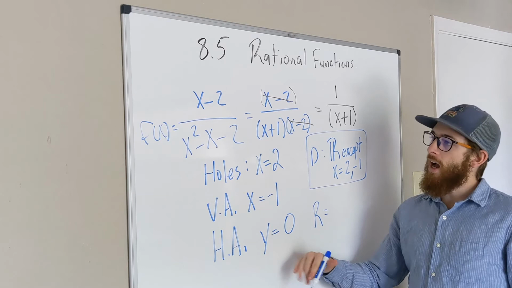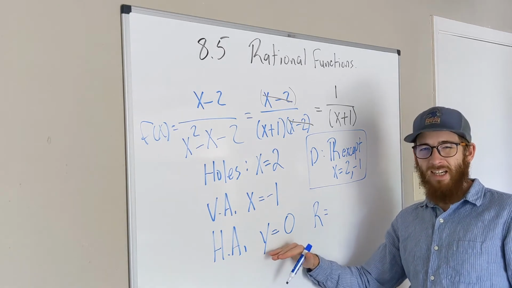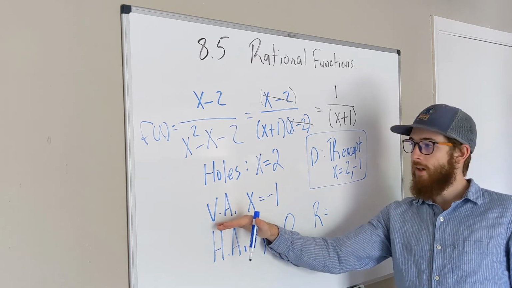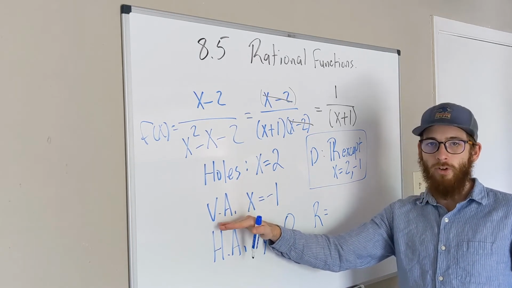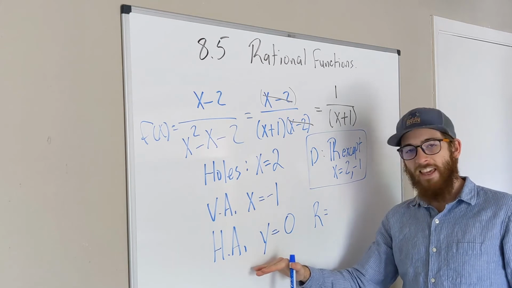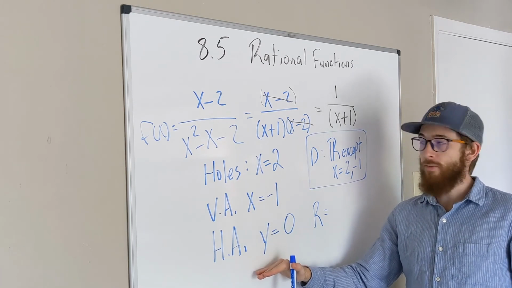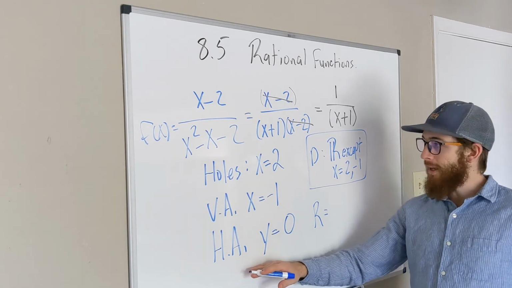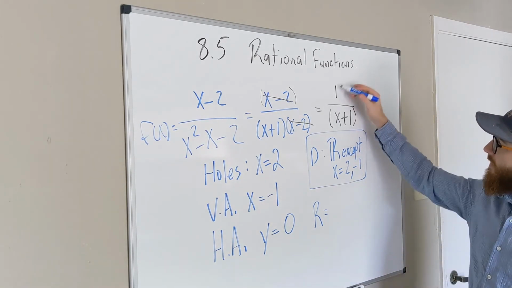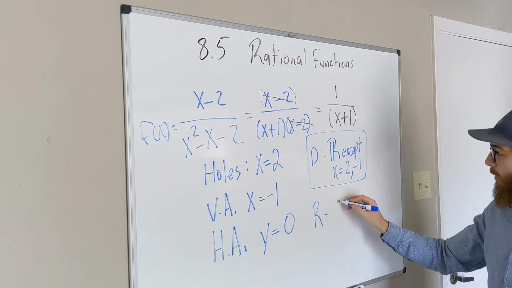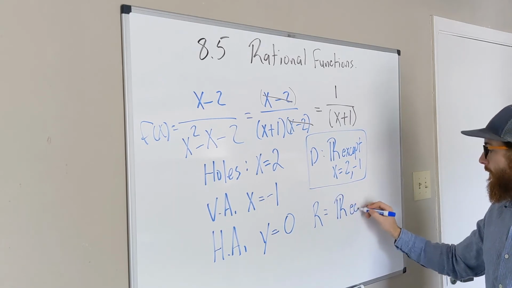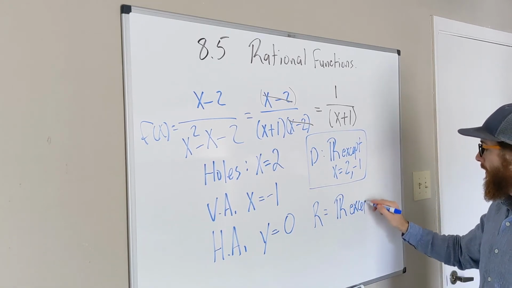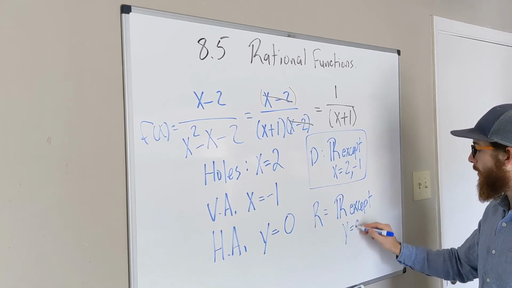Now, I hesitate here because sometimes graphs cross horizontal asymptotes. They never cross vertical asymptotes. Occasionally they can cross a horizontal asymptote. Okay, so look at a graph to make sure, but in this case it's not going to, so it's all real numbers except y equal 0.